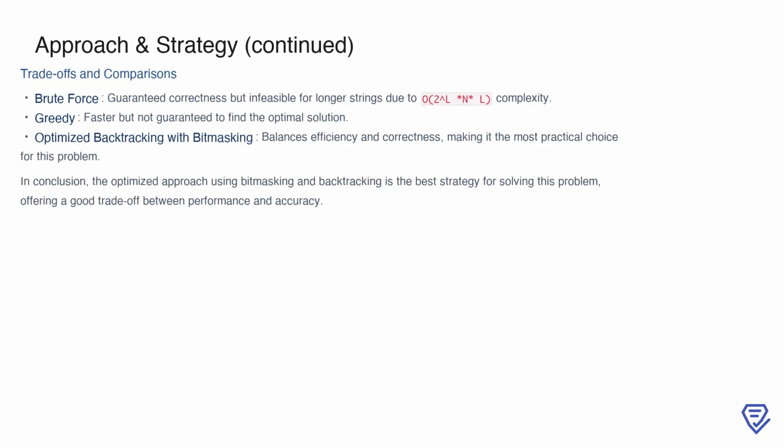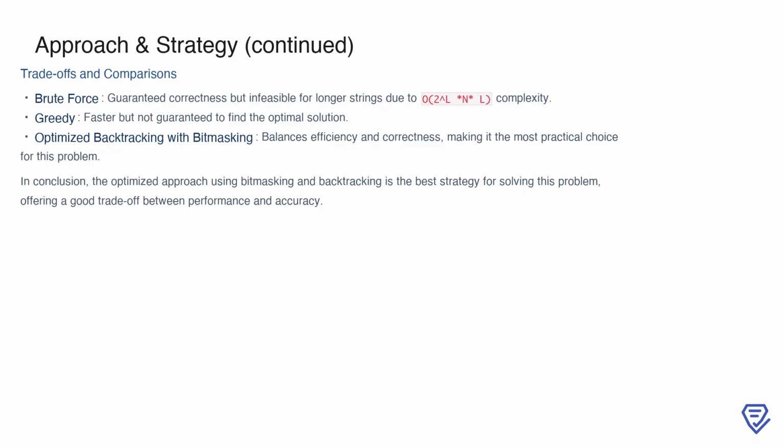To summarize the trade-offs, the brute force approach guarantees correctness but is computationally infeasible for longer strings due to its exponential complexity. On the other hand, the greedy approach is faster but lacks robustness, as it does not guarantee finding the shortest valid abbreviation. The optimized backtracking with bitmasking method strikes the ideal balance, offering efficiency without compromising accuracy. This makes it the most practical choice for solving the problem, especially for moderate-length strings in dictionaries.